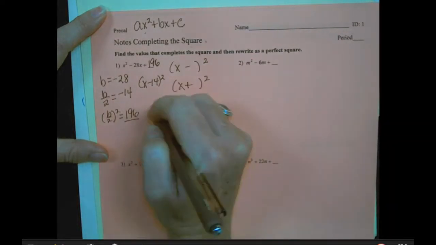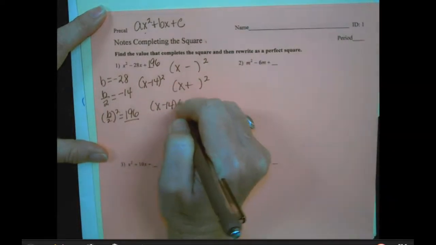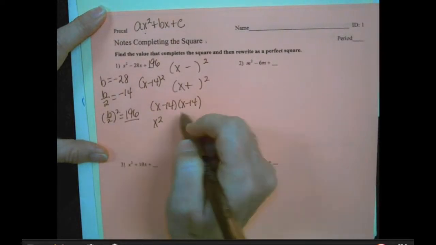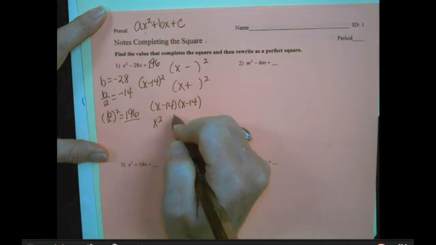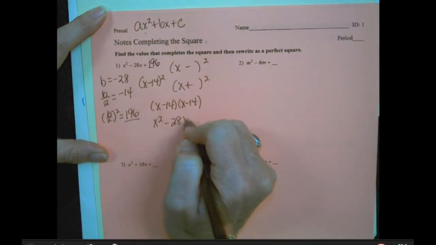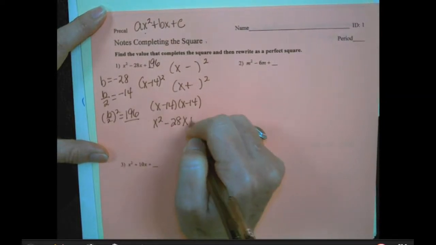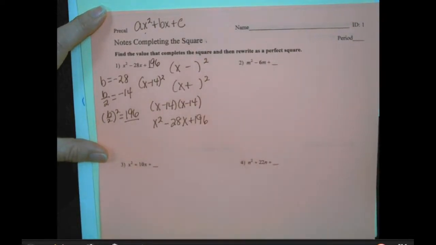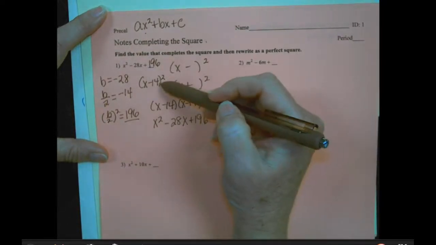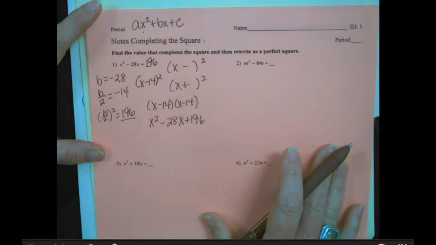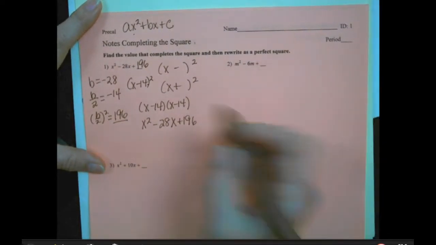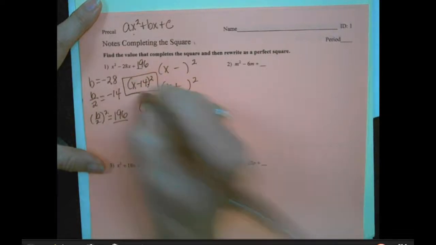So watch. If I multiply, x times x gives me x squared. Negative 14 gives me negative 28. Negative 14 times negative 14 is 196. So I get the exact same thing back. Okay? So I'm just going to write this as a perfect square. Isaac, it's not on your phone. So this is the answer right there.